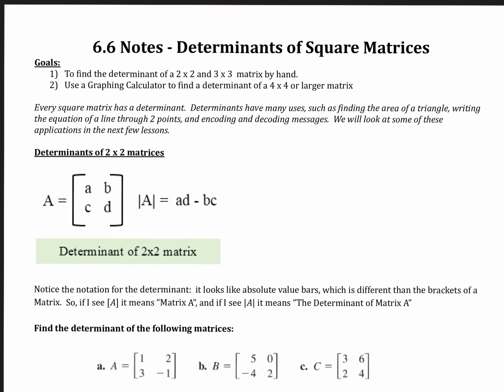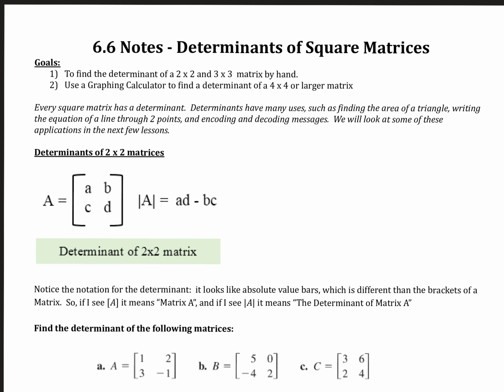Right, welcome to our video on determinants. You'll notice that the title of this is Determinants of Square Matrices, because you cannot find the determinant of any matrix that isn't square. That's a really important thing to note as we begin this video.